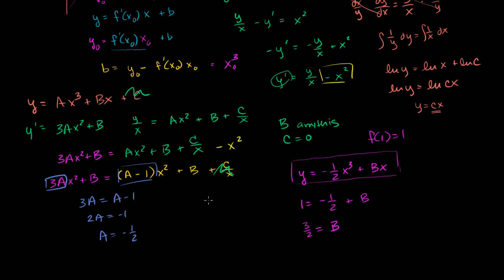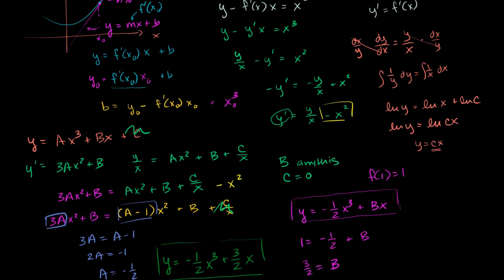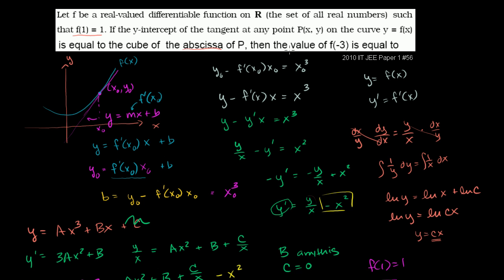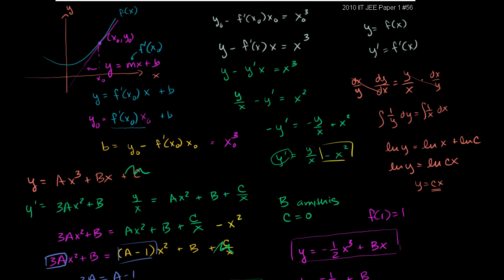So we're now able to fully describe our function. Our function is y is equal to negative 1/2 x to the third plus 3/2 x. So that's our function. But that's not what they're asking us. They're not asking us for the function. They're asking us for the value of f of negative 3.